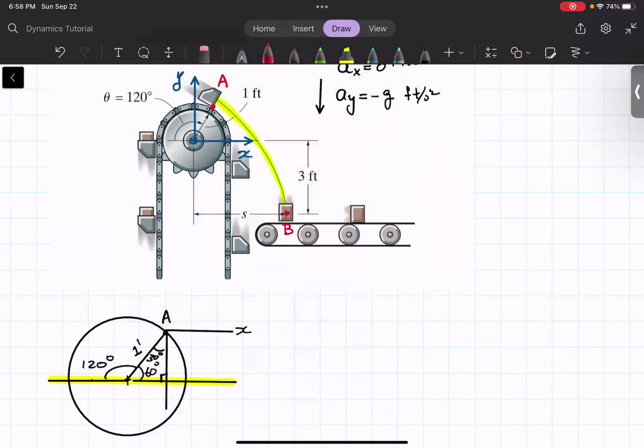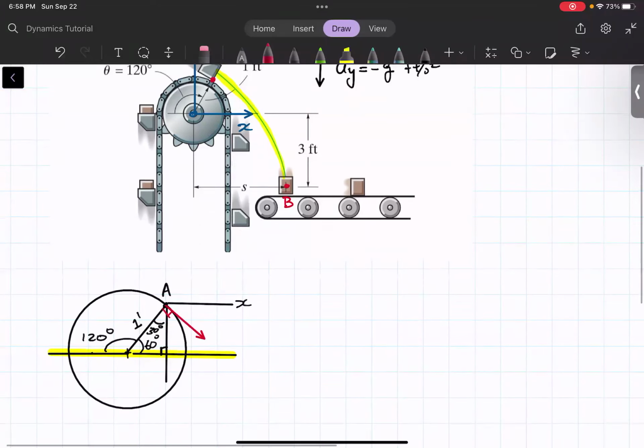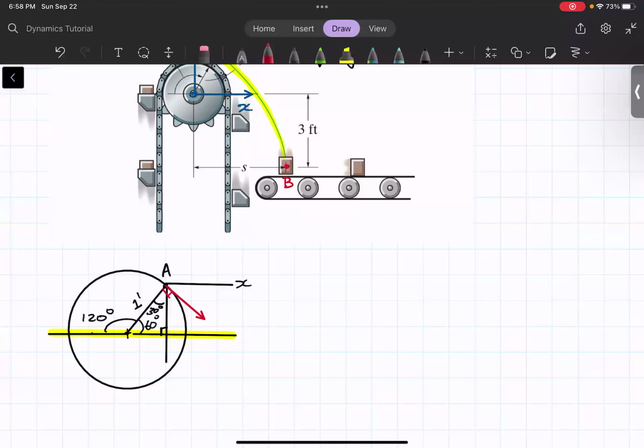One critical concept that this problem pushes students to recognize is that the velocity at the discharge is tangent to the path. The path is circular in nature, so at every instant, the velocity has to be tangent to the path. It makes a 90-degree angle with the radial axis. Looking at this, 60 degrees with the radial line, so with the horizontal axis it'll be 30 degrees. We'll let this be equal to VA.